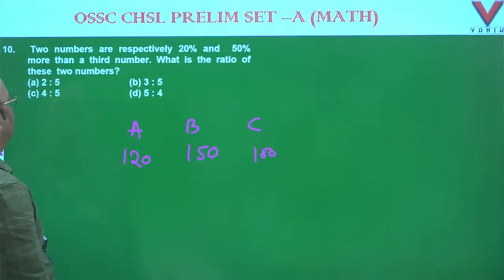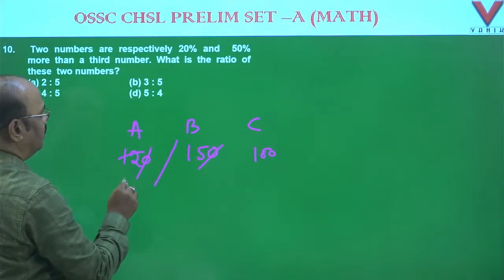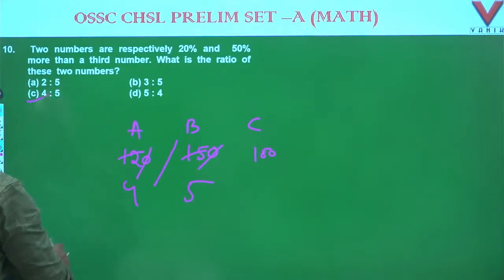Now, coming to the question: what is the ratio of these two numbers? So 120 by 150, cancel the zeros, 3 by 4... 4 by 5. The answer is coming 4:5. Option is C.